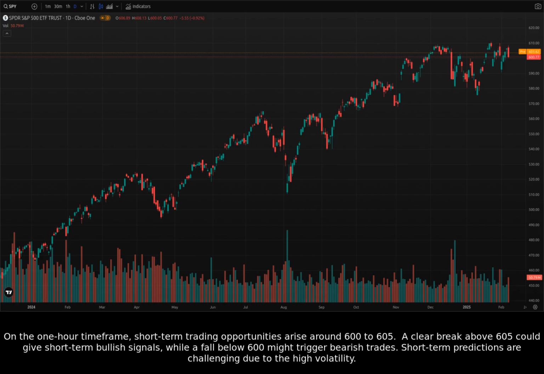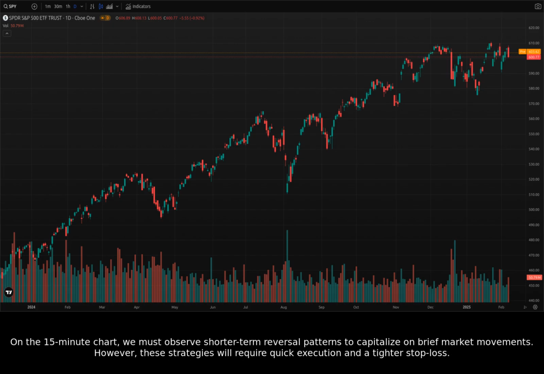On the 1-hour timeframe, short-term trading opportunities arise around 600 to 605. A clear break above 605 could give short-term bullish signals, while a fall below 600 might trigger bearish trades. Short-term predictions are challenging due to the high volatility.